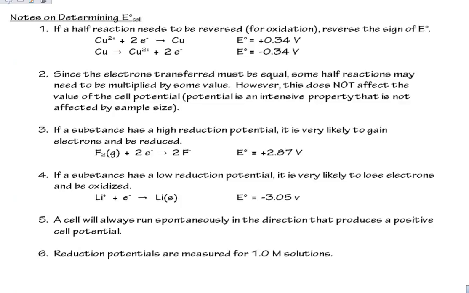Okay, so here are some other notes on determining cell potential. It seems pretty simple, right? And for the most part it is. We kind of mentioned number 1. You will always need to reverse one of the half reactions for oxidation. So if you're reversing the reaction, you just reverse the sign of the voltage, the sign of the delta E. Well, that's not so bad. So this will always happen. When you look them up, they'll always be in the reduction direction.